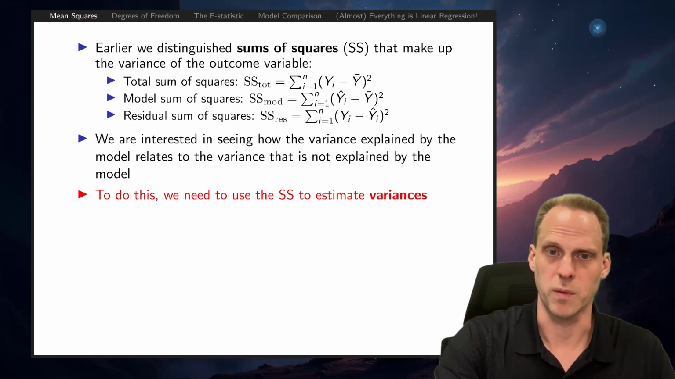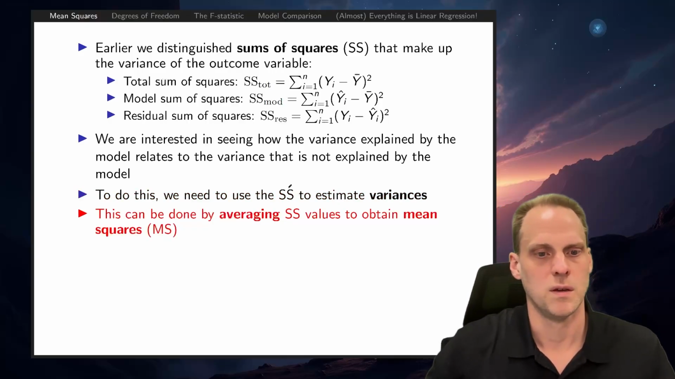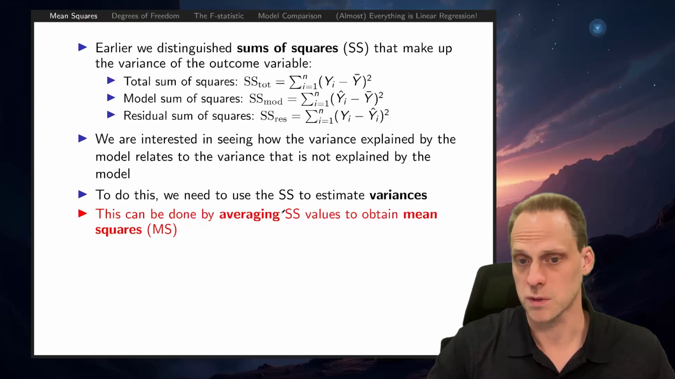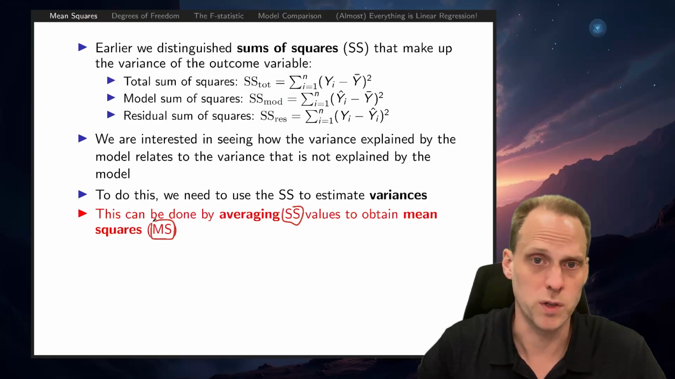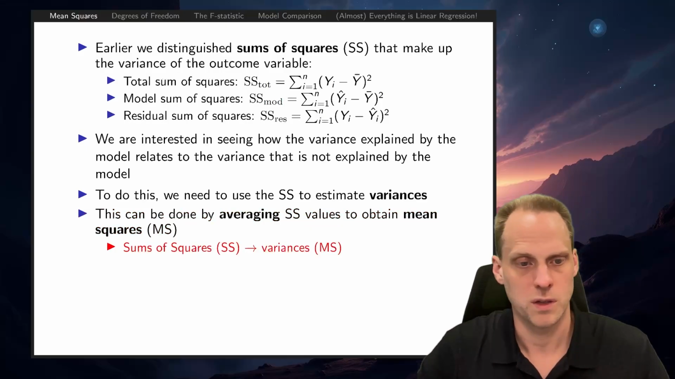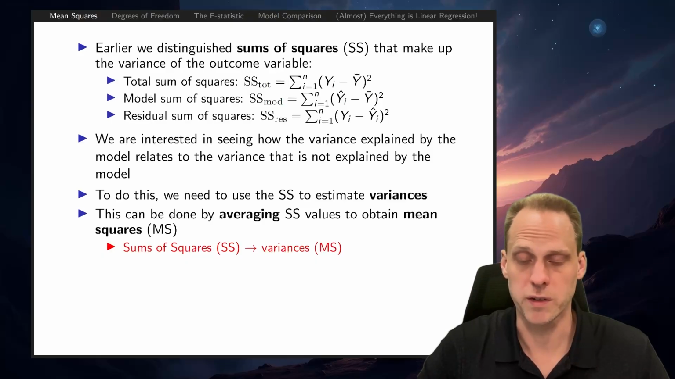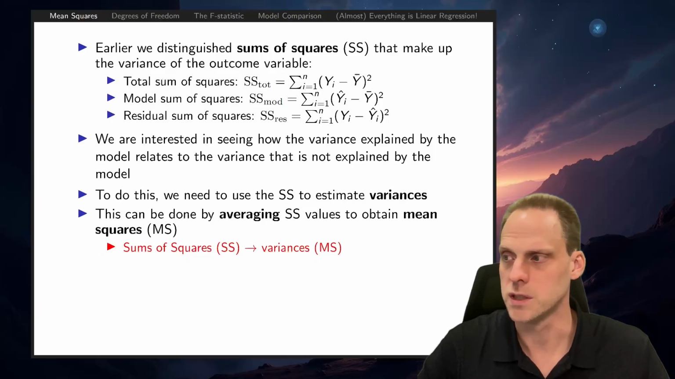Now, you might remember that's dividing by n minus 1, but actually it is a bit more tricky than that. We can average these sums of squares to obtain what we call the mean squares. And these are pretty important because these are always in the output of the model. So we transform our sums of squares to variances just by averaging them, and we get something we call the mean squares.